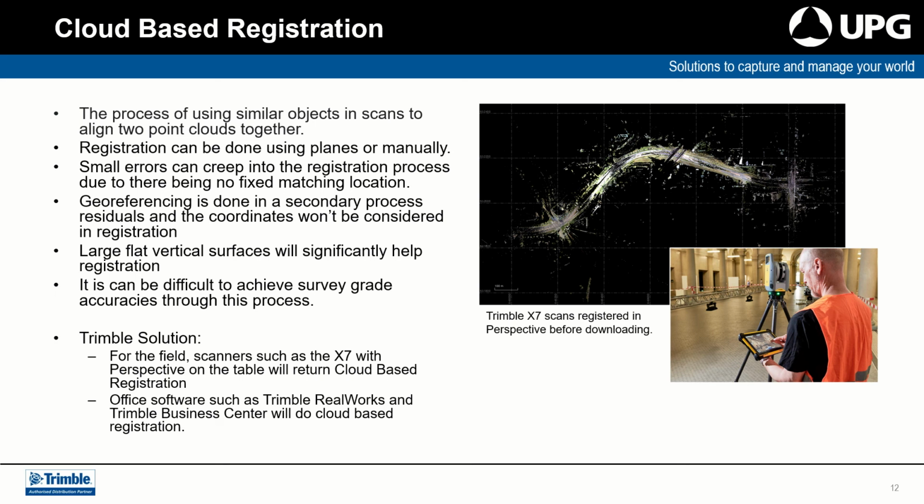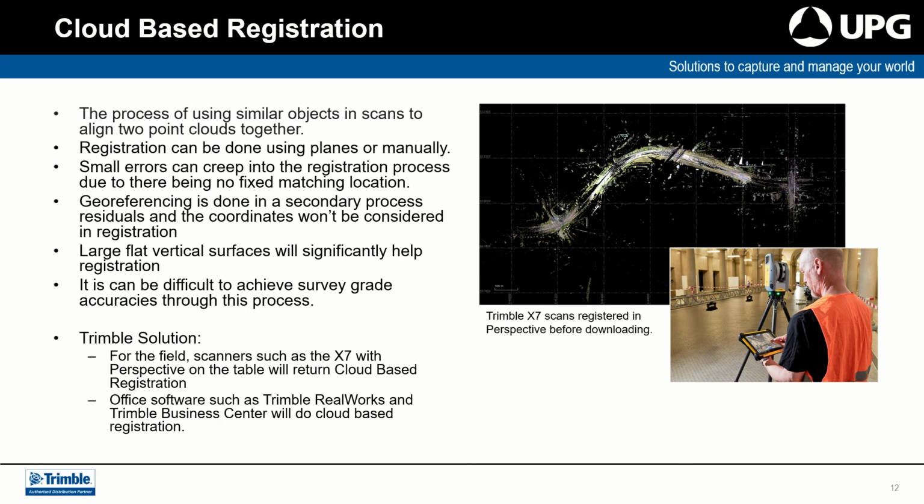Georeferencing can be done in cloud-based registration as a secondary process by shifting scan data locations to a known point. Large flat vertical surfaces will significantly help cloud-based registration. And it can also be difficult to achieve survey-grade accuracies through the cloud-based registration process. Later on in this presentation, we will take a bit more of a look at some of the things that are considerations when looking at cloud-based registration.